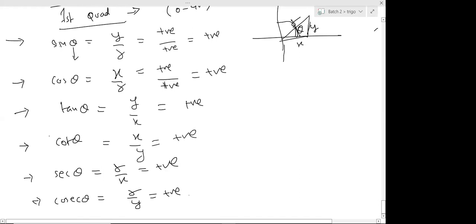Root 3 by 2, 1 upon 2, 1 root 3, 1 upon root 3, and so on. If you remember, the values from 0 to 90 degree all were positive. So this is what we are learning. If the angle is in first quadrant, that means 0 to 90 degree, all the values will be positive.